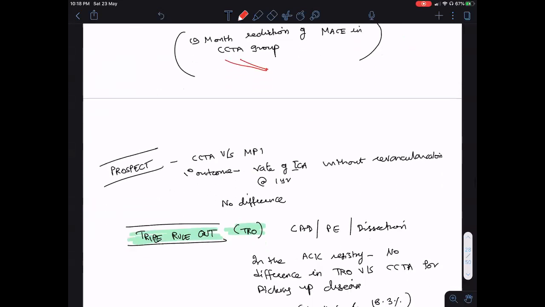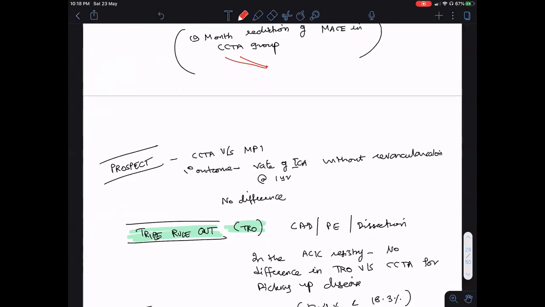PROSPECT trial looked at CCTA versus MPI, and the primary outcome was a little different. They actually looked at the rate of invasive coronary angiogram without revascularization at 1 year. That is, the patients who have a non-diagnostic coronary angiogram at 1 year of follow-up, who are not revascularized. So there was really no difference between these two.